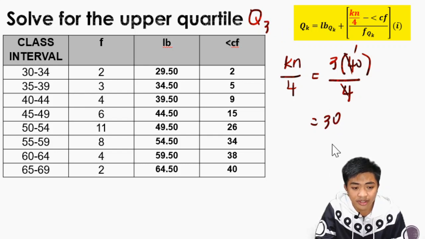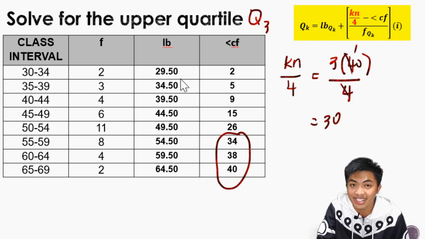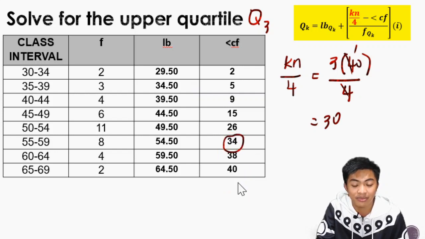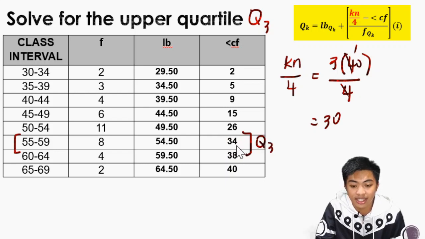So after this one, we can now locate where the third quartile class is. So we look into this less than cumulative frequency column. Tingnan natin yung mga cumulative frequency that are greater than 30. Greater than 30, okay, nandito sila. But what we're going to get is the lowest cumulative frequency greater than 30. And that is 34. So nandito yung ating third quartile class.